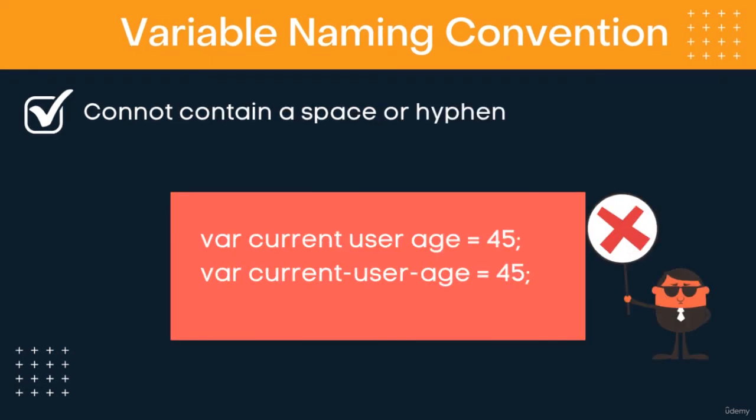And then, a variable cannot contain a space or hyphen. That is very important. You cannot put any space in your variable name or any hyphen. For example, if you write var as our keyword and then a variable name like current user age, you cannot put spaces in the variable name. Also you cannot use any hyphen, like current-user-age. This type of variable you cannot declare.